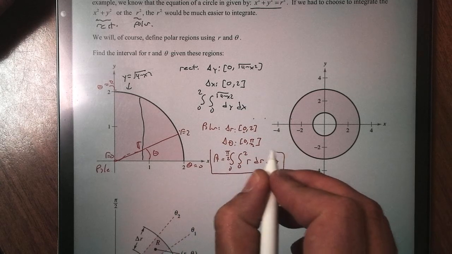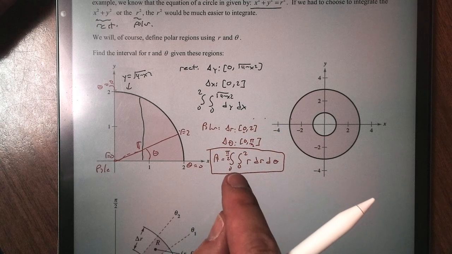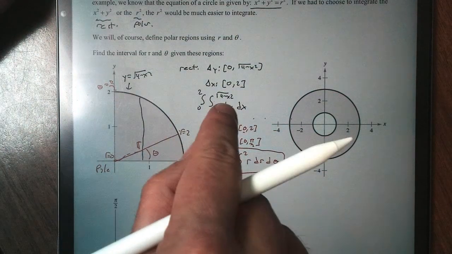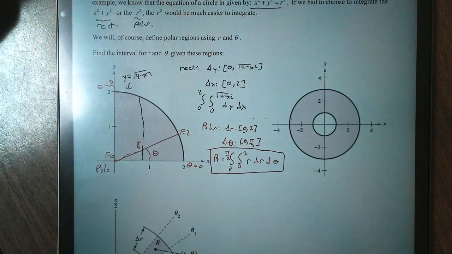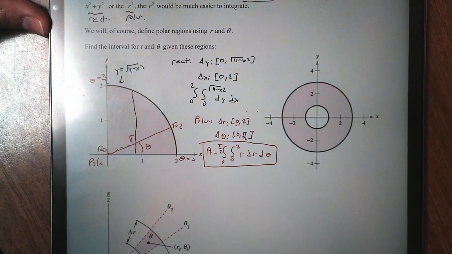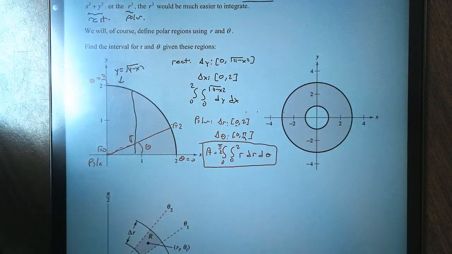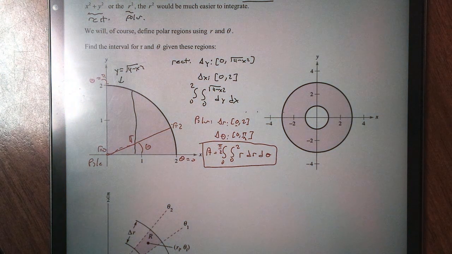And this one looks slightly easier to integrate than our rectangular one up there. We don't have to deal with the square root, mainly. Okay? So if we can convert circular bases to polar form, it does tend to make this a little bit easier.